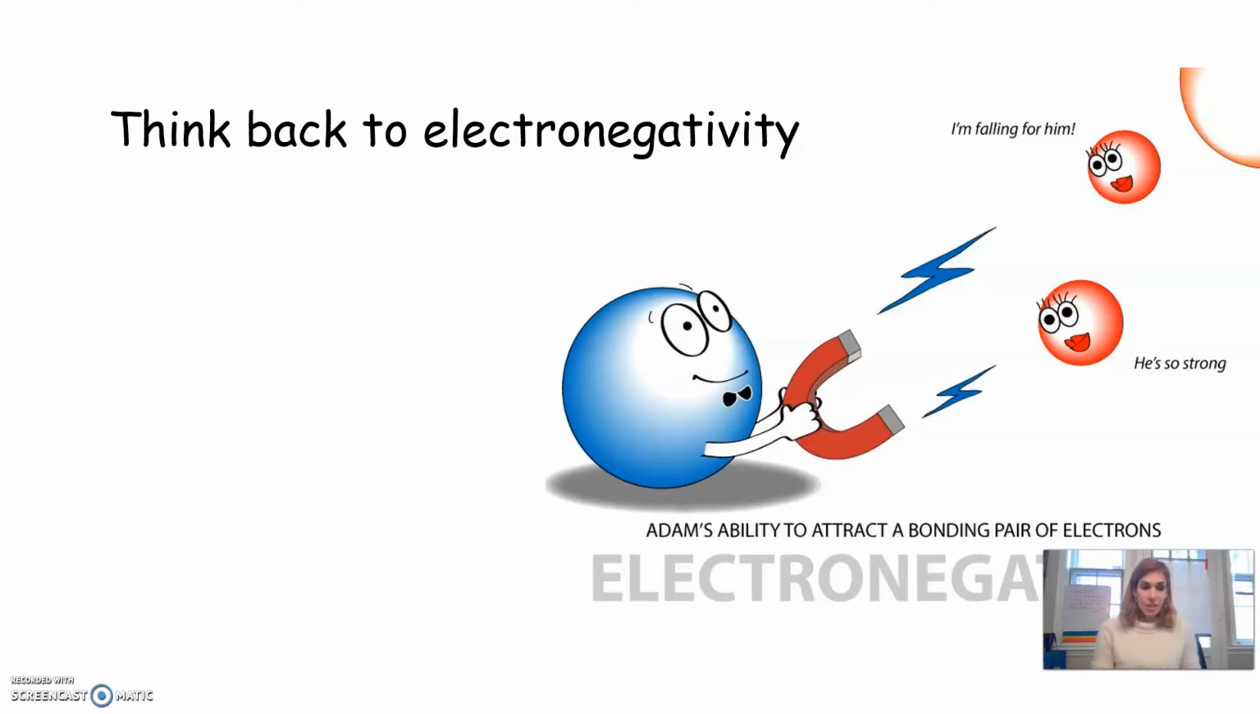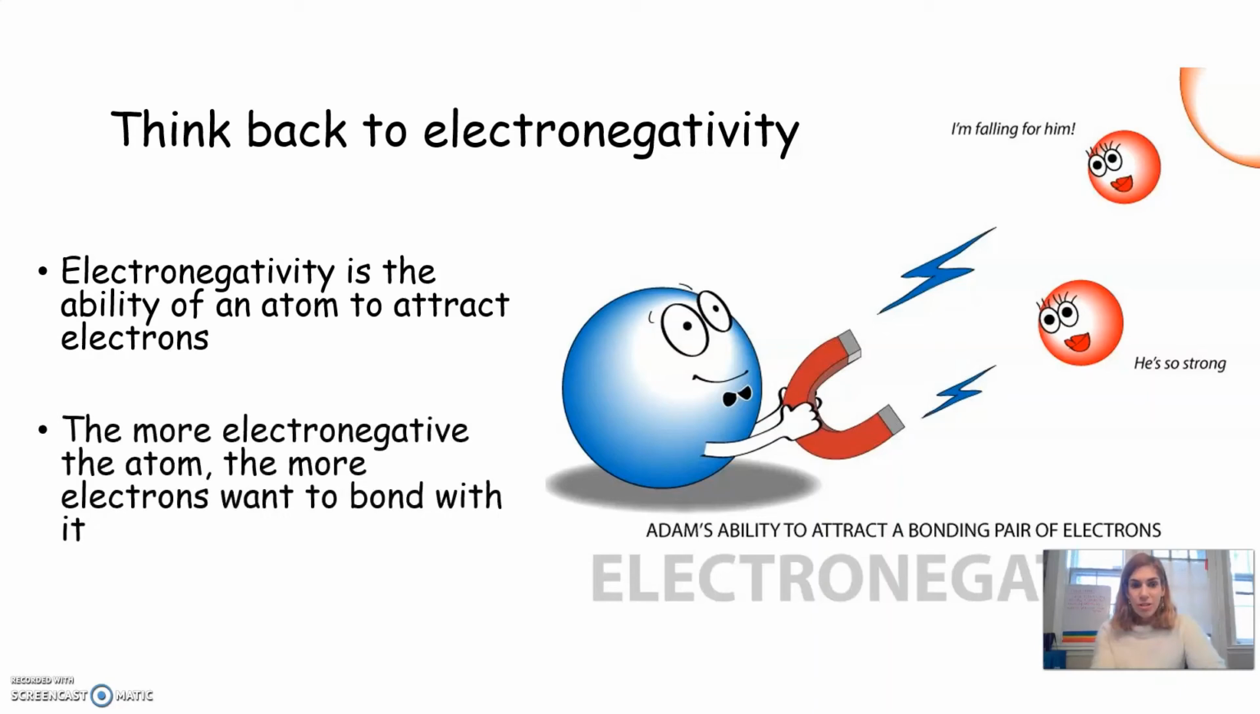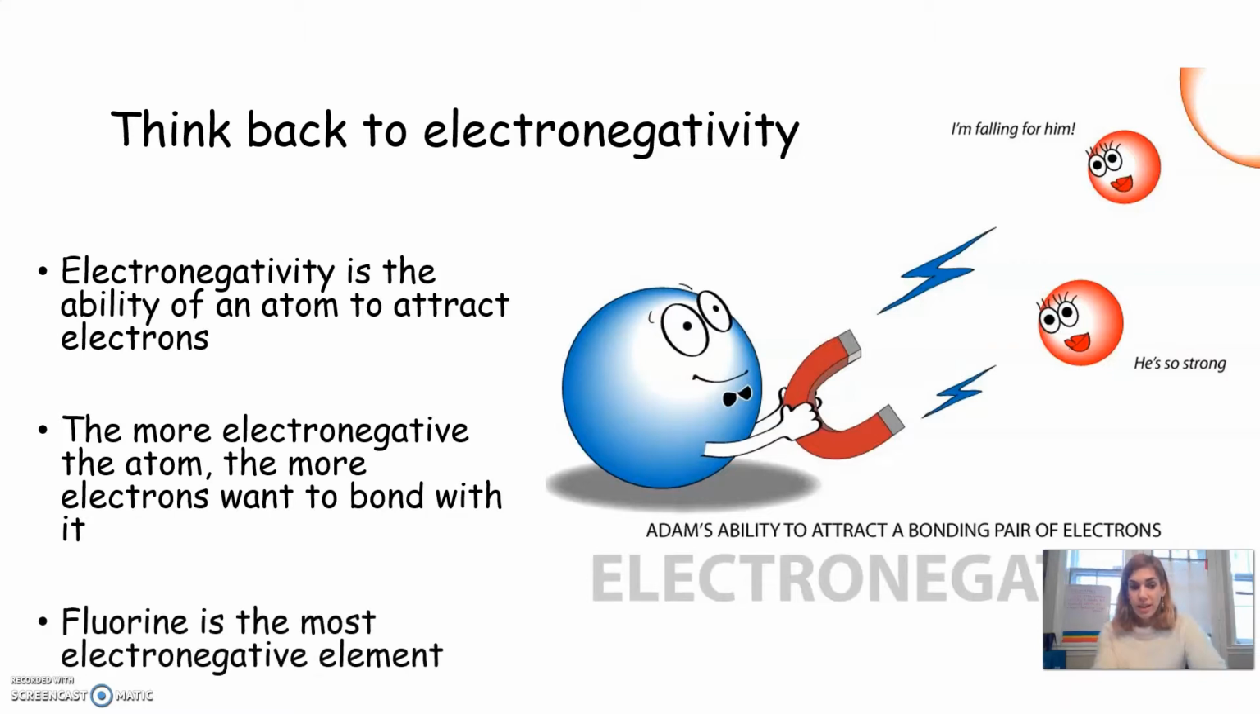So in order to discuss this, we're going to have to think back to our trends unit when we talked about electronegativity. Do you remember what electronegativity is? So electronegativity is defined as the ability of an atom to attract electrons. In other words, how badly does that electron want to be with that atom? The more electronegative it is, the more the electron wants to bond with the atom. So fluorine is the most electronegative element, which means that the closer the element is to fluorine, the more electronegative that element is.